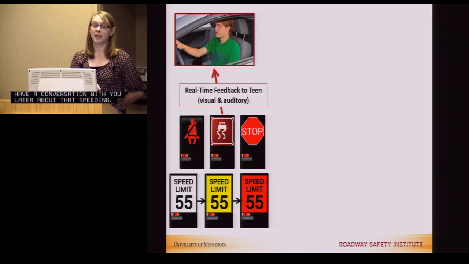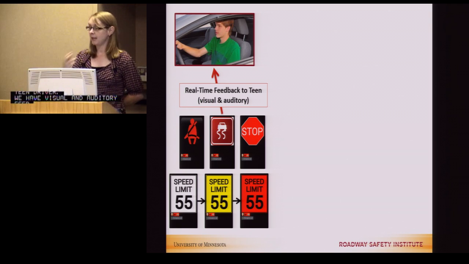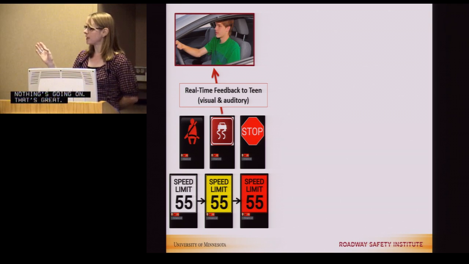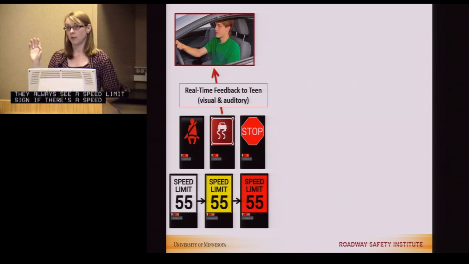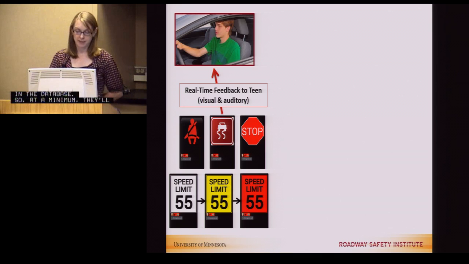So this is all what's happening in the car with the teen driver. We have visual and auditory feedback, coaching them as they drive. If they're doing well, nothing's going on. That's great. They always see a speed limit sign if there's a speed limit in the database. So at a minimum, they'll always have that white speed limit sign up there.